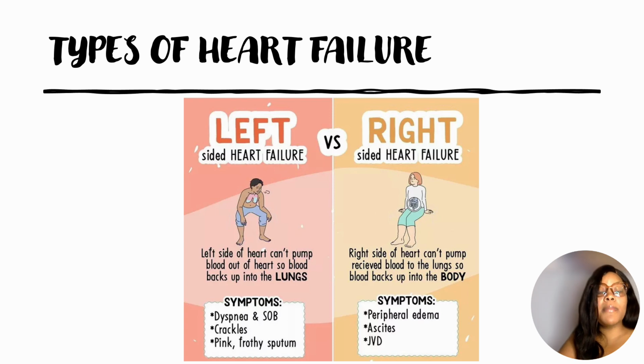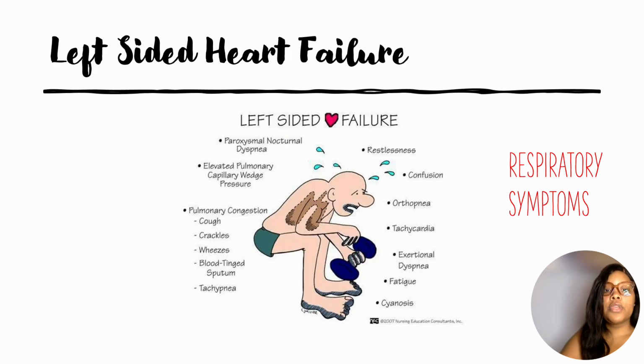So today we're going to talk about the two types of heart failure. We have left-sided heart failure and right-sided heart failure. Left-sided heart failure occurs when the left side of the heart cannot pump blood efficiently through the rest of the body. The left ventricle is responsible for sending oxygen-rich blood to the organs and tissues. It becomes either weak or stiff.